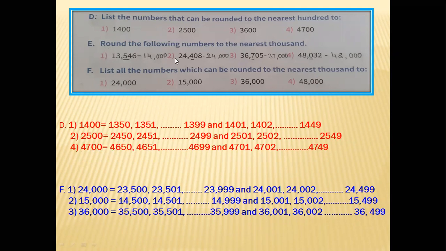Round the following numbers to the nearest 1000. Nearest 1000 means you have to see the hundreds place. Okay, first one, 13,546. In the hundreds place, which digit is there here? 5 is there, right? In the hundreds place, 5 is there. So if this digit is 5 or greater than 5, then the thousands place number changes to the next number.